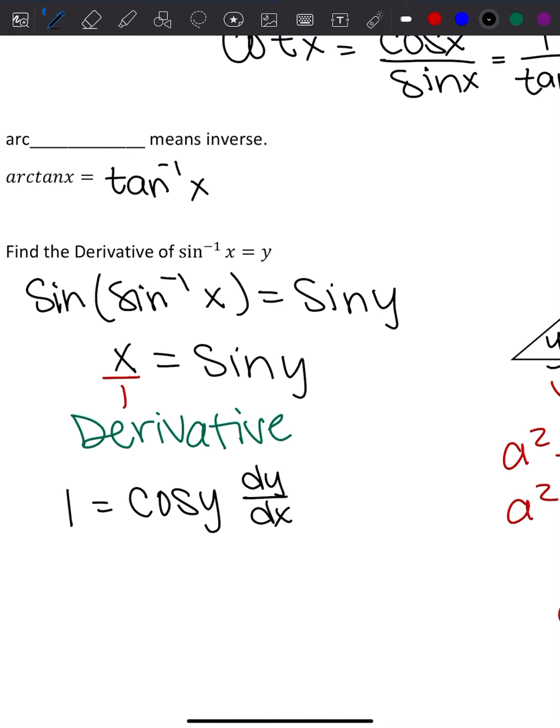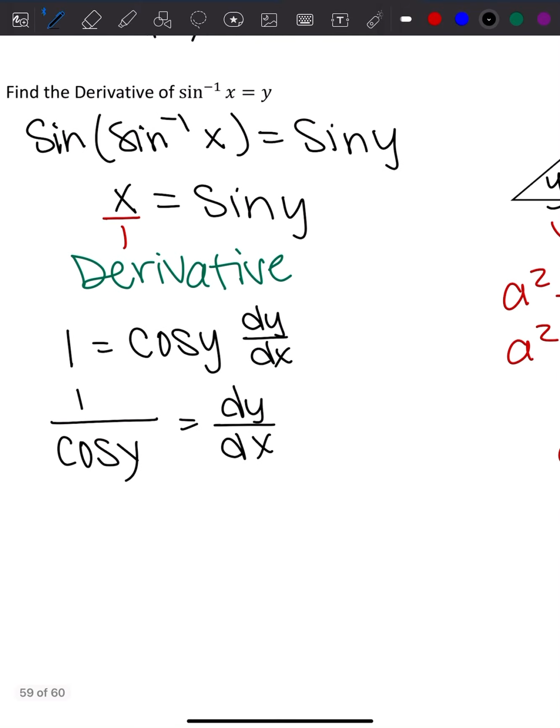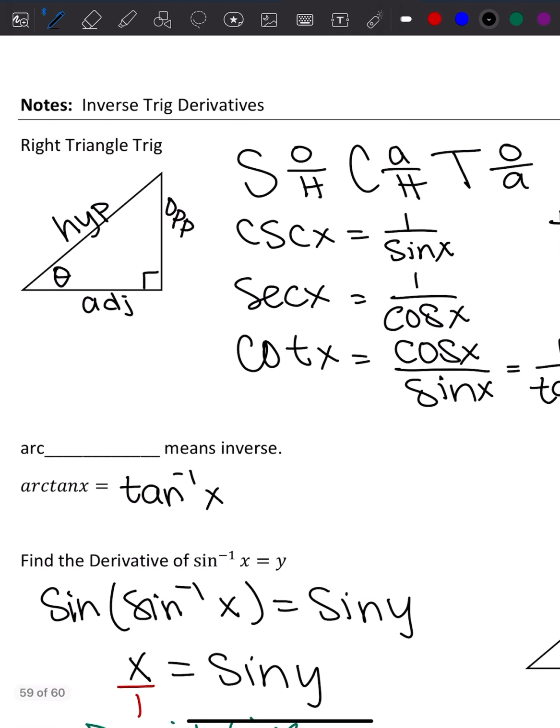So now we want to get dy over dx by itself, so I'm going to divide both sides by cosine of y. So we have 1 over cosine y equals dy over dx. 1 over cosine is the same thing as secant, so secant of y is equal to dy over dx, but we don't want this in terms of y, we want it in terms of x. So cosine, or 1 over cosine, is just secant.